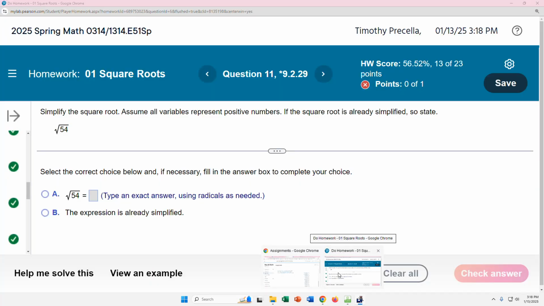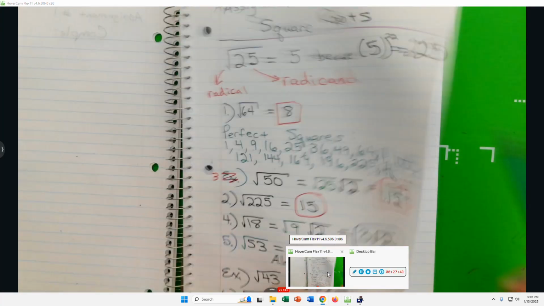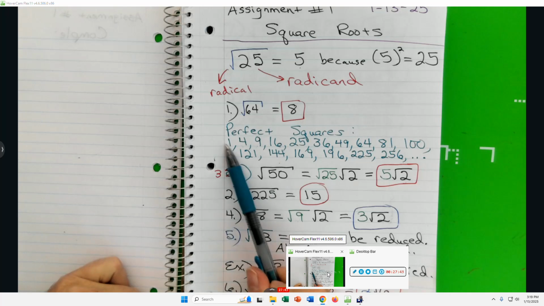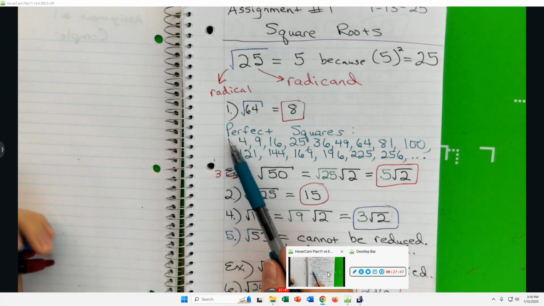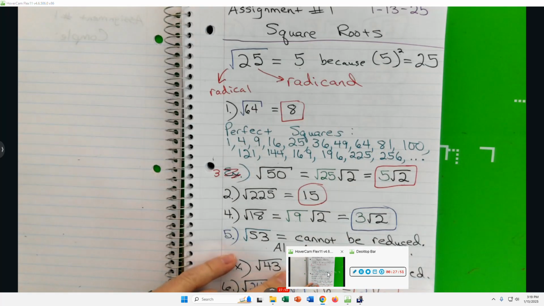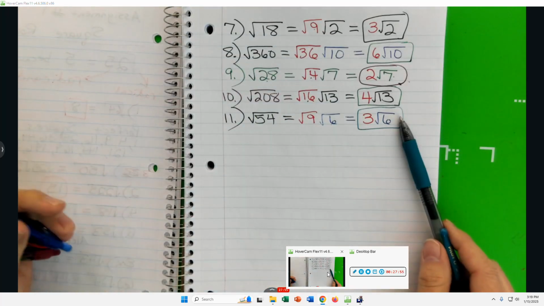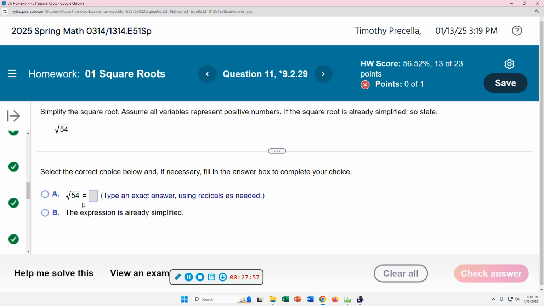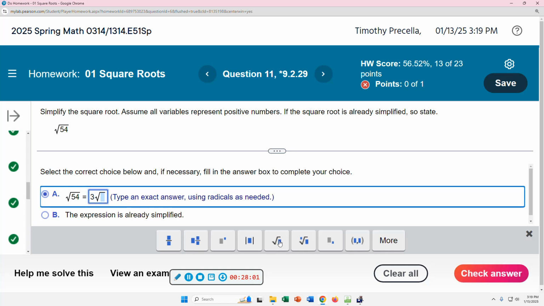And it has to stay under the radical. Look over here at the perfect squares. We have a 6. There shouldn't be any number here that divides evenly into 6 other than 1. And sure enough, that's it. And by dividing evenly, you mean with a remainder of 0. Any questions there? Let me go ahead and type it in: 3 square root of 6.